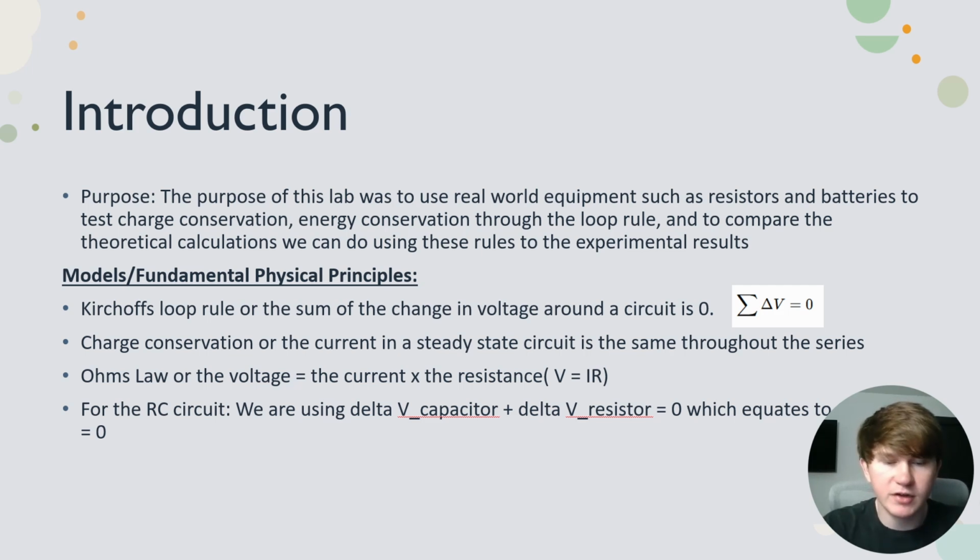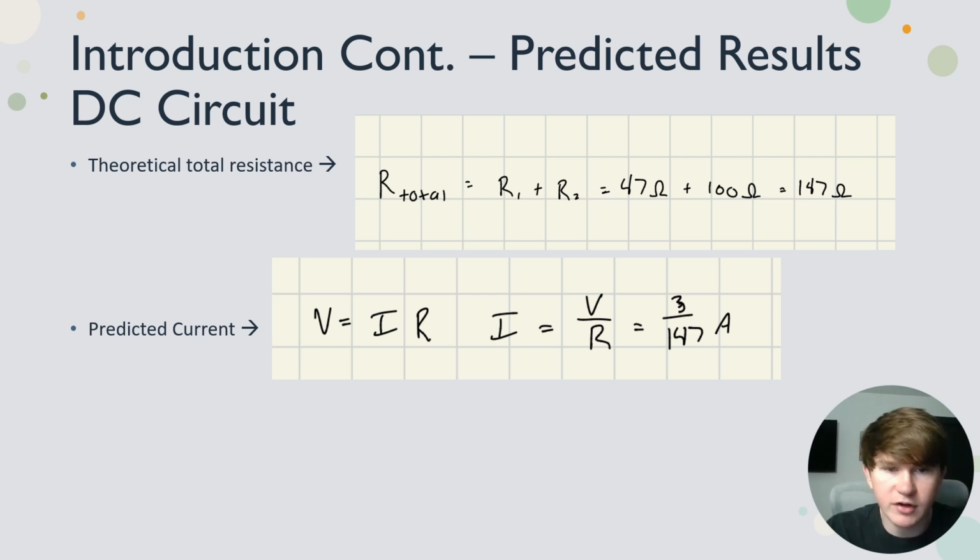The fundamental physical principles we used were Kirchhoff's loop rule, or the sum of the change in voltage around a circuit is zero; charge conservation, or the current in a steady state circuit is the same throughout series; Ohm's law, which is V equals IR; and for the RC circuit, delta V capacitor plus delta V resistor equals zero. The predicted results we had for the DC circuit were the theoretical total resistance was 147 ohms. The predicted current for the DC circuit was 3 over 147 amps.